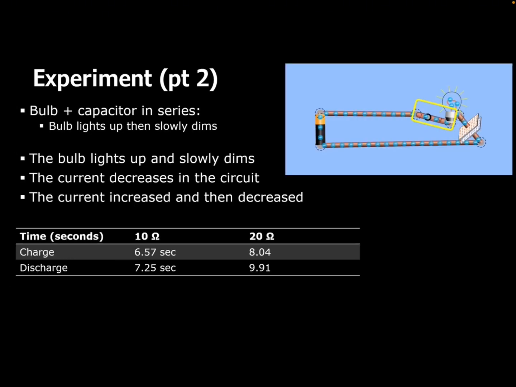In the second part of the experiment, we have a bulb and a capacitor in series. At first we plug it in, and the bulb lights up, and then it slowly dims as the capacitor is charged and the current decreases throughout the circuit. It starts at its max and slowly decreases until it gets to 0. Then we take the battery out and reconnect everything, and the capacitor serves as the initial source of the charge, and the same thing happens again. The bulb lights up, the current is at its max, and then it slowly decreases after that.